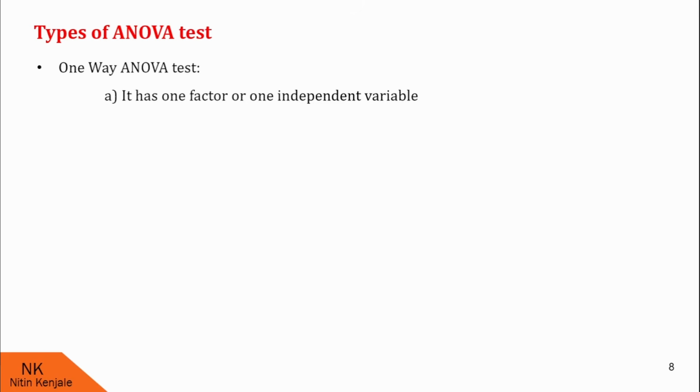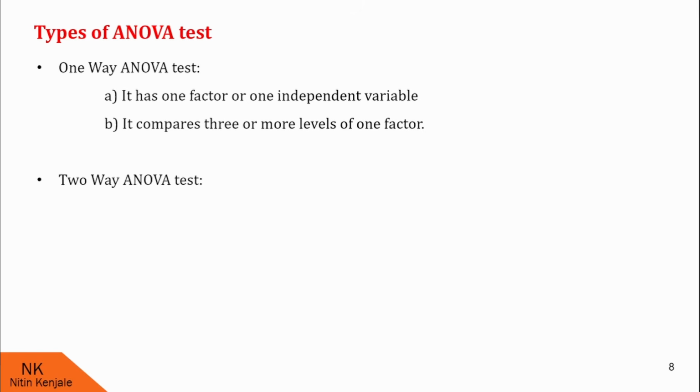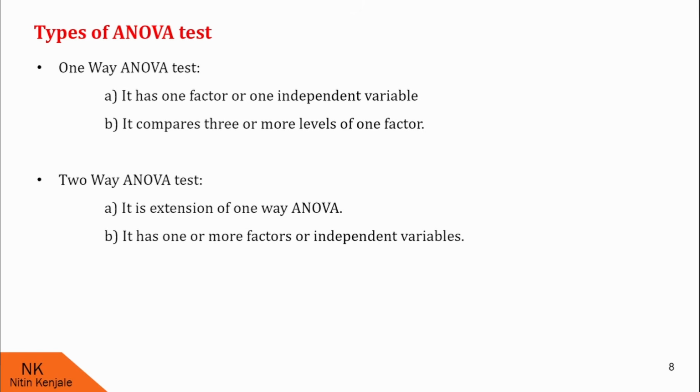Next, we will see what are the types of ANOVA test. There are 2 types of ANOVA test, one-way ANOVA test and two-way ANOVA test. One-way ANOVA test has one factor or one independent variable. It compares 3 or more levels of one factor, whereas two-way ANOVA test is an extension of one-way ANOVA test. It has two factors or independent variables. It compares the effect of multiple levels of 2 factors.